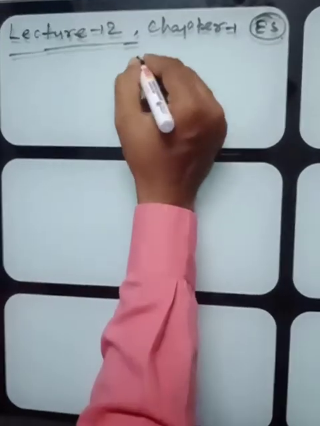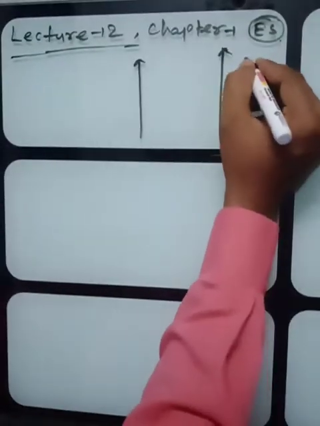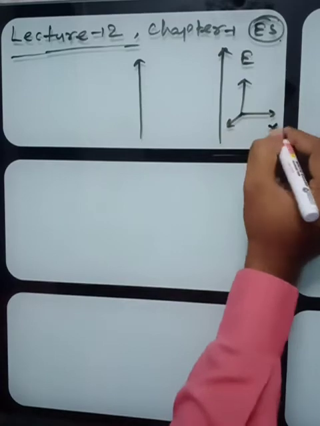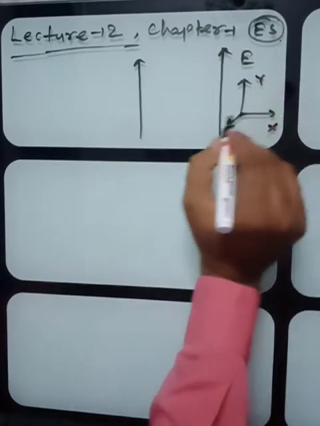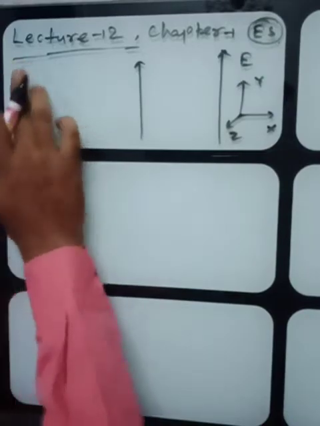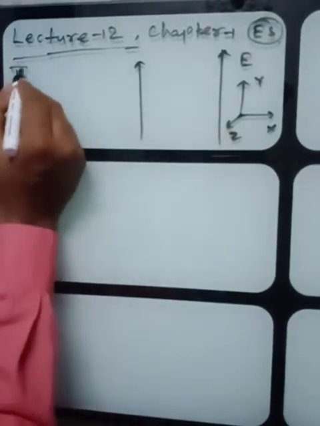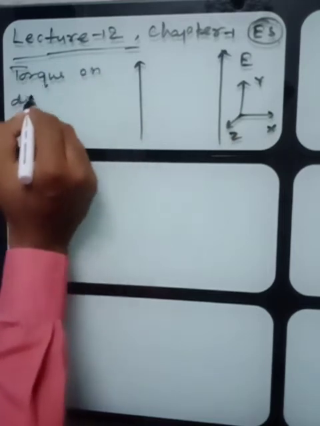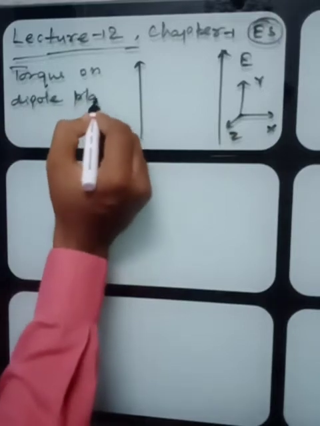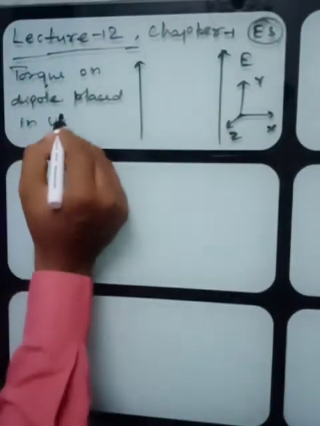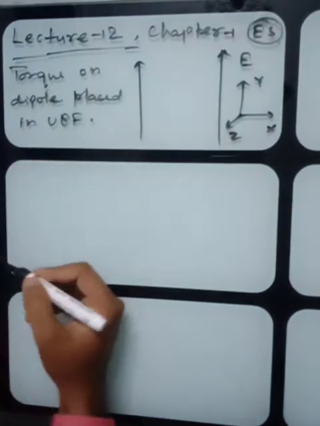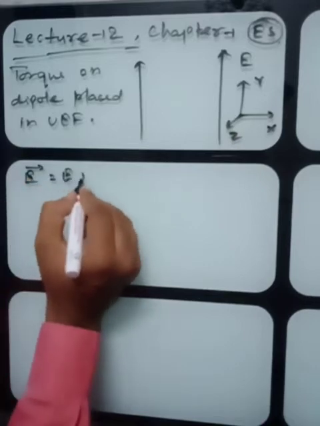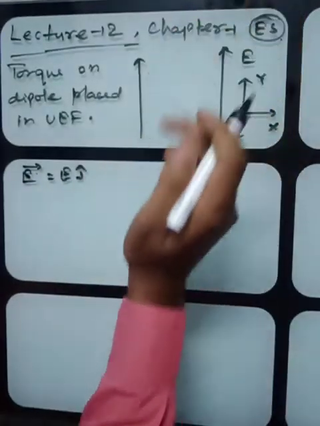Suppose this is the electric field. Here, net electric field. We're taking the direction X, Y and Z. Here we are having the electric field, the topic I'm writing here: torque on a dipole placed in a uniform electric field. Okay, here E is E j cap, along the y-axis.